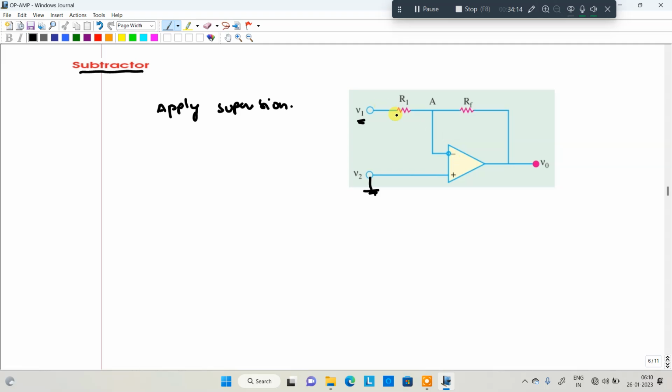So then which amplifier is it here? This amplifier is an inverting amplifier. So what is the output? We know for the inverting amplifier, V0 prime is equal to minus Rf divided by R1 into V1. Okay, that is the first equation.